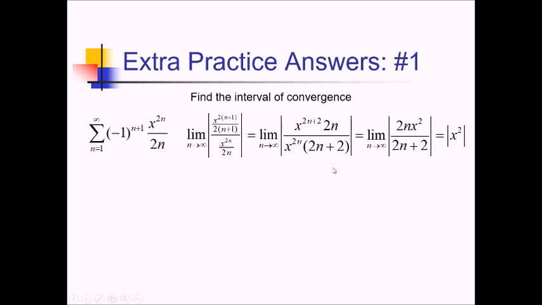And now I know that in order to converge, the nth ratio for this series, namely the absolute value of x squared, has to be less than 1. So solving for x, I can square root both sides. So the absolute value of x is going to be less than 1. And then I can rewrite this without the absolute value as negative 1 less than x less than positive 1.